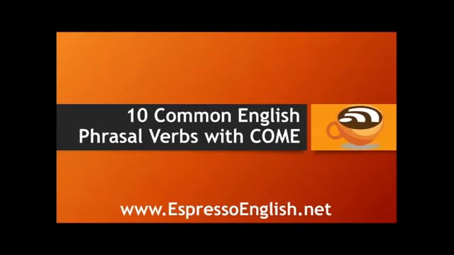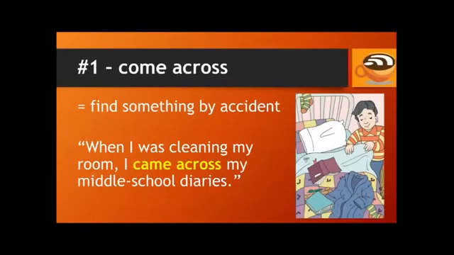Ten Common English Phrasal Verbs with come from espressoenglish.net. Number 1. Come across means to find something by accident. For example, when I was cleaning my room, I came across my middle school diaries.